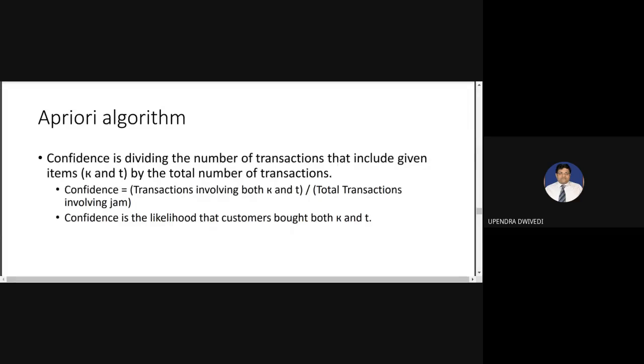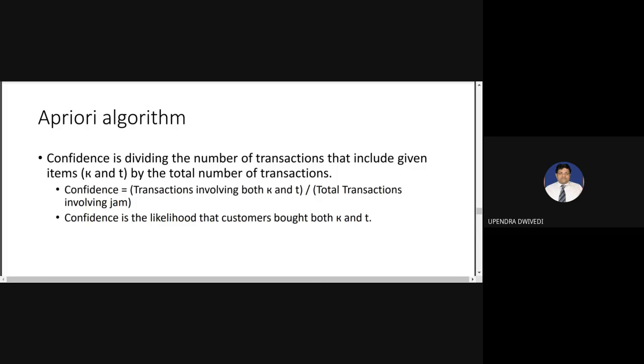Here 7 will not be used because we are calculating the confidence of 1 comma 2. So what we do here is calculate the transactions involving both 1 comma 2 divided by the transactions involving 1. 1 is involved in 3 transactions, so it will be 3 by 3. And if you are calculating 1 comma 3, then again it will be divided by 3. So the division will be by the total number of transactions involving K. Confidence is the likelihood that a customer bought both K and T.